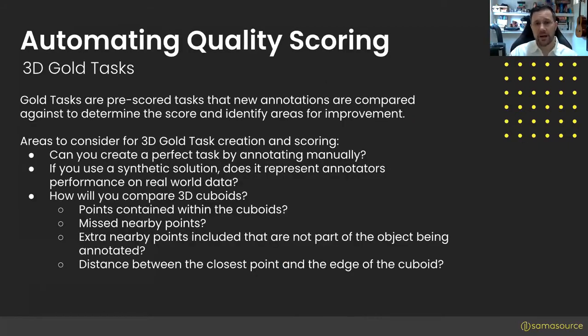Another part of automating quality scoring, for consideration here, is 3D gold tasks. Gold tasks are pre-scored tasks that new annotations are compared against. So think of it as, you take a video and you perfectly annotate it, and then you introduce that video, or a piece of that video, maybe frames of that video, depending on how you're doing annotation, to your labelers. And then you get the results of what they do, and you compare it against your ground truth that you originally did. That allows you to run through the quality rubric that I was mentioning you should create above, and get a certain score as to where your labeler is at.